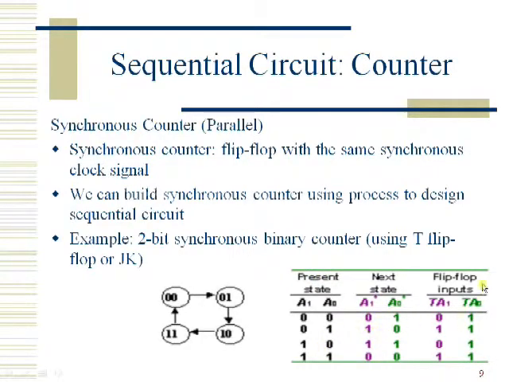Now coming to the flip-flop inputs, you have to compare A1 with A1 plus and A0 with A0 plus. If both of these are identical, then you have to write a 0 under that particular group. If both are dissimilar, then you have to write logic 1, or else we have to perform the XOR operation. Let us see how to do that.